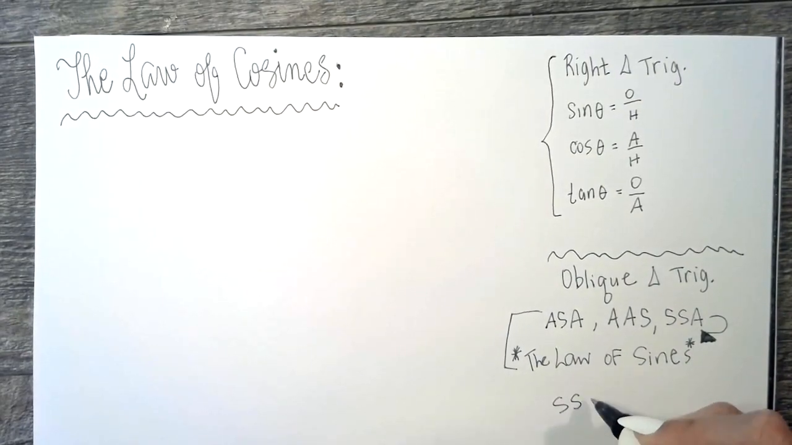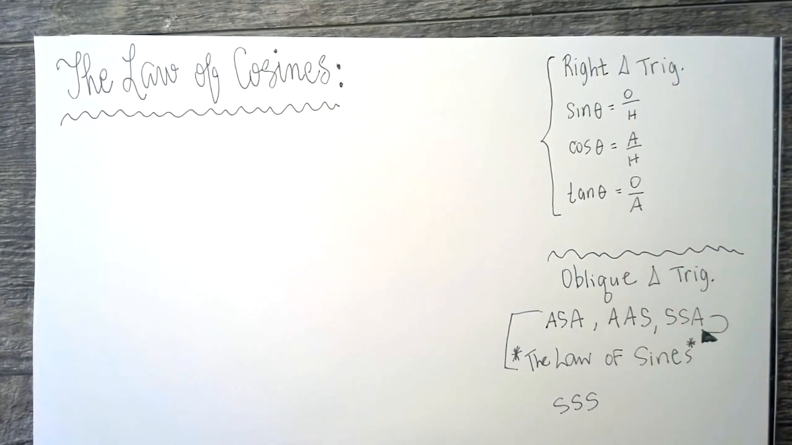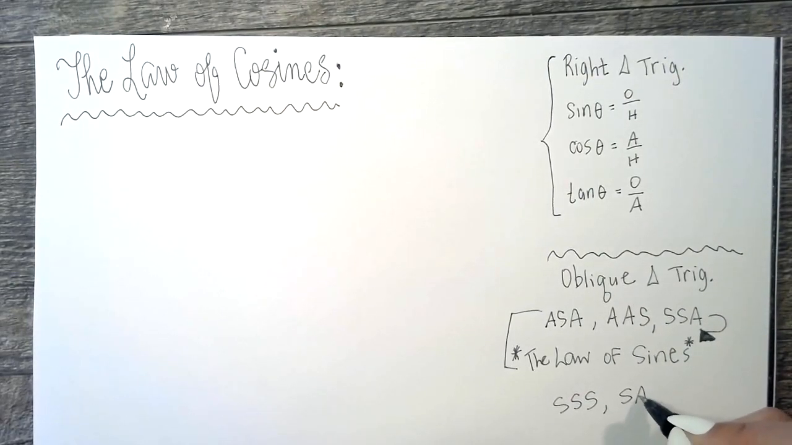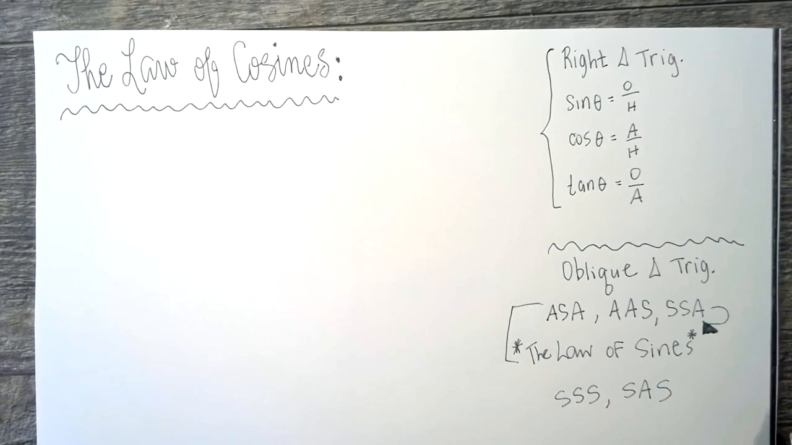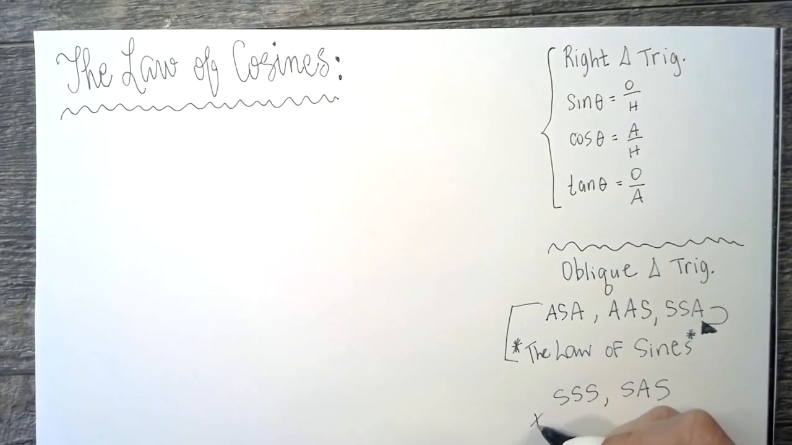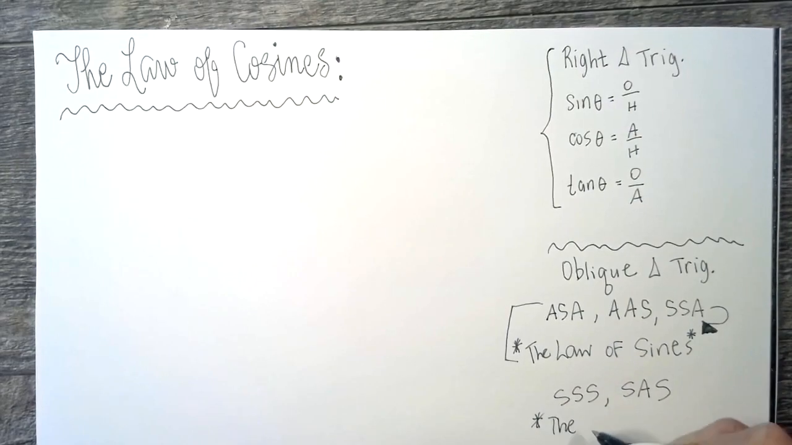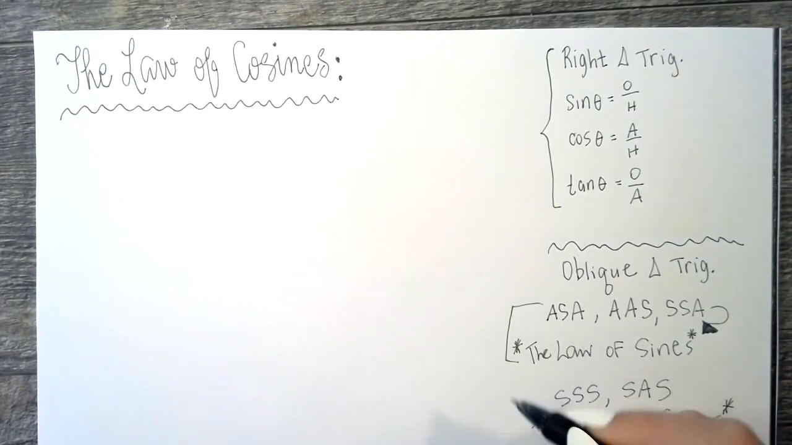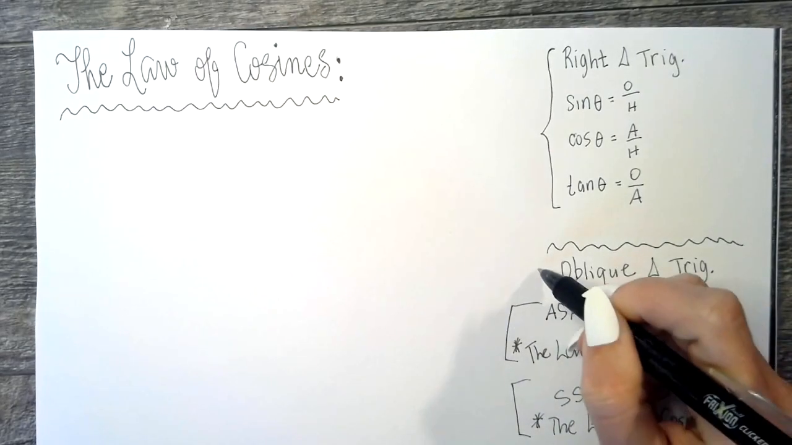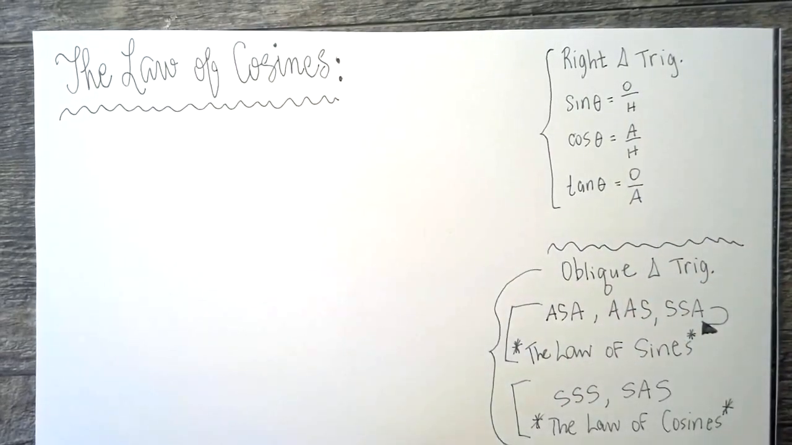Now, there's another two triangles that we need to know how to solve, and the law of sines won't work for them. Those two triangles are side-side-side and side-angle-side. The way we're going to handle these triangles is using today's lesson, the law of cosines. The law of cosines kind of intimidates people at first because it does look like a long, heavy looking equation, but I promise you it's very deceiving.